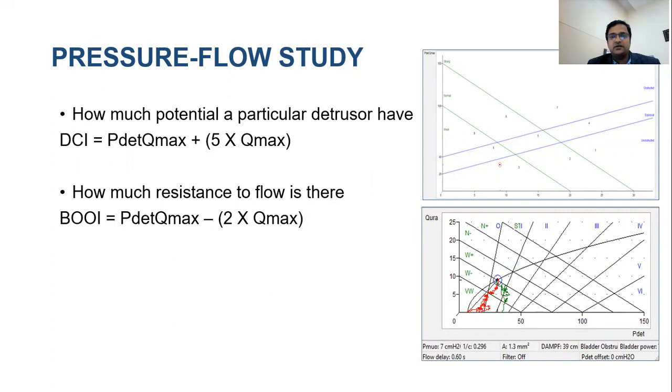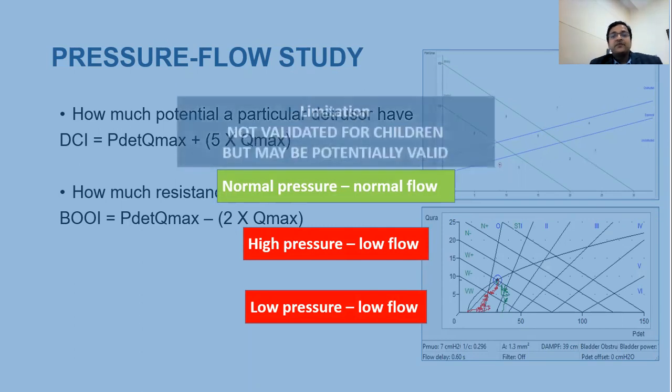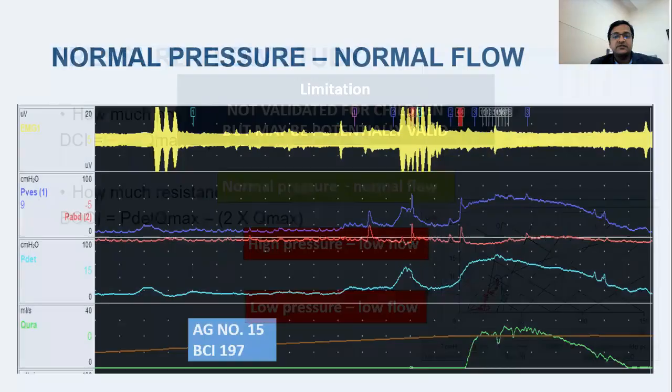the adult outflow. It is given as a normal pressure normal flow, a high pressure low flow, or a low pressure low flow situation, and they are very well defined. However, in children, they are not validated. Although in our experience we find that these are potentially valid, there is no study to prove that. So when you have an apparent high pressure or normal pressure situation, you should corroborate it with a separately done MCUG, or you should do a video urodynamics.